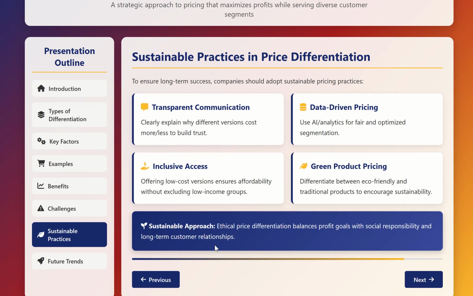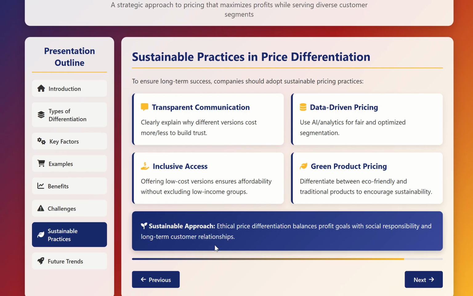Number two, data-driven pricing. Because of technology, use analytics, customer service, or AI, artificial intelligence, to help you optimize fair segmentation or market price segmentations. If not, you may overdo it or underdo it, and it may affect your output.